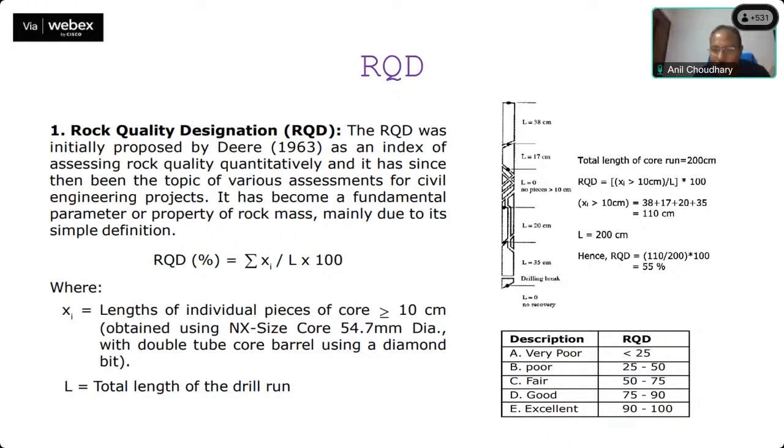And based on RQD, we have another system of classification where we say if RQD is less than 25, it becomes very poor. If it is 25 to 50, it is poor. And similarly, excellent in case we get an RQD of 90 to 100. If we get 100, it means it is a complete one piece of rock of total 200 centimeter length. This is what is indicated by RQD. Next.